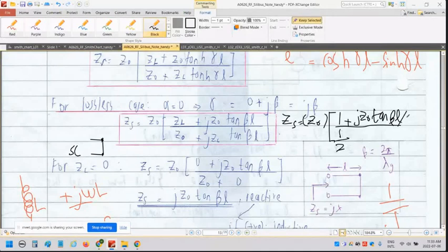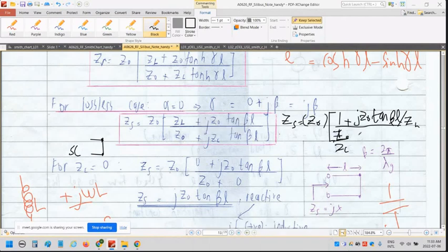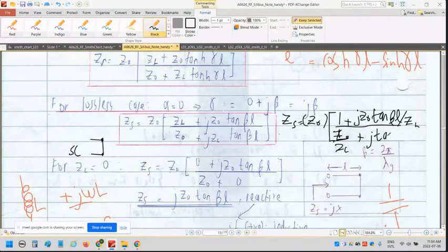This one you divide by ZL, and then you get 1 over ZL. Because you divide 1 over ZL, you get 1. Z0 divided by ZL, so below is Z0, and you plus j tangent beta L. Okay, you got this one.